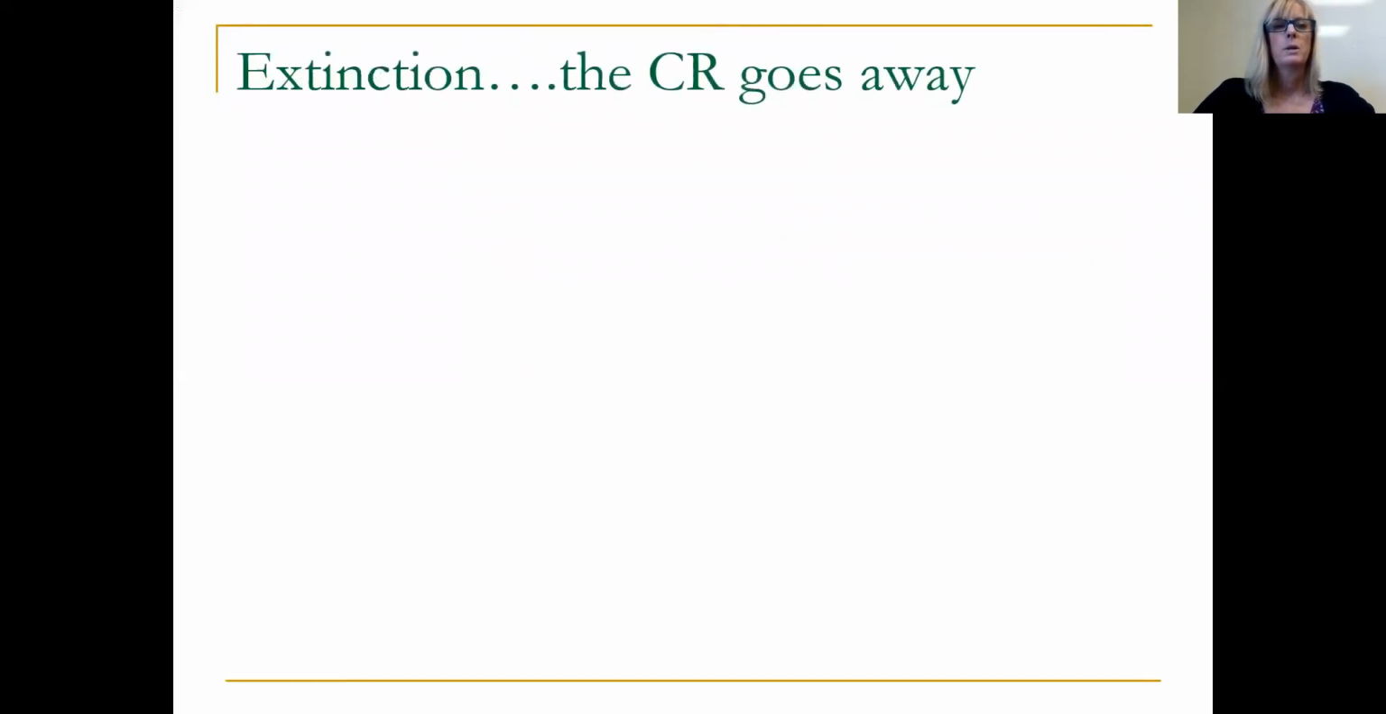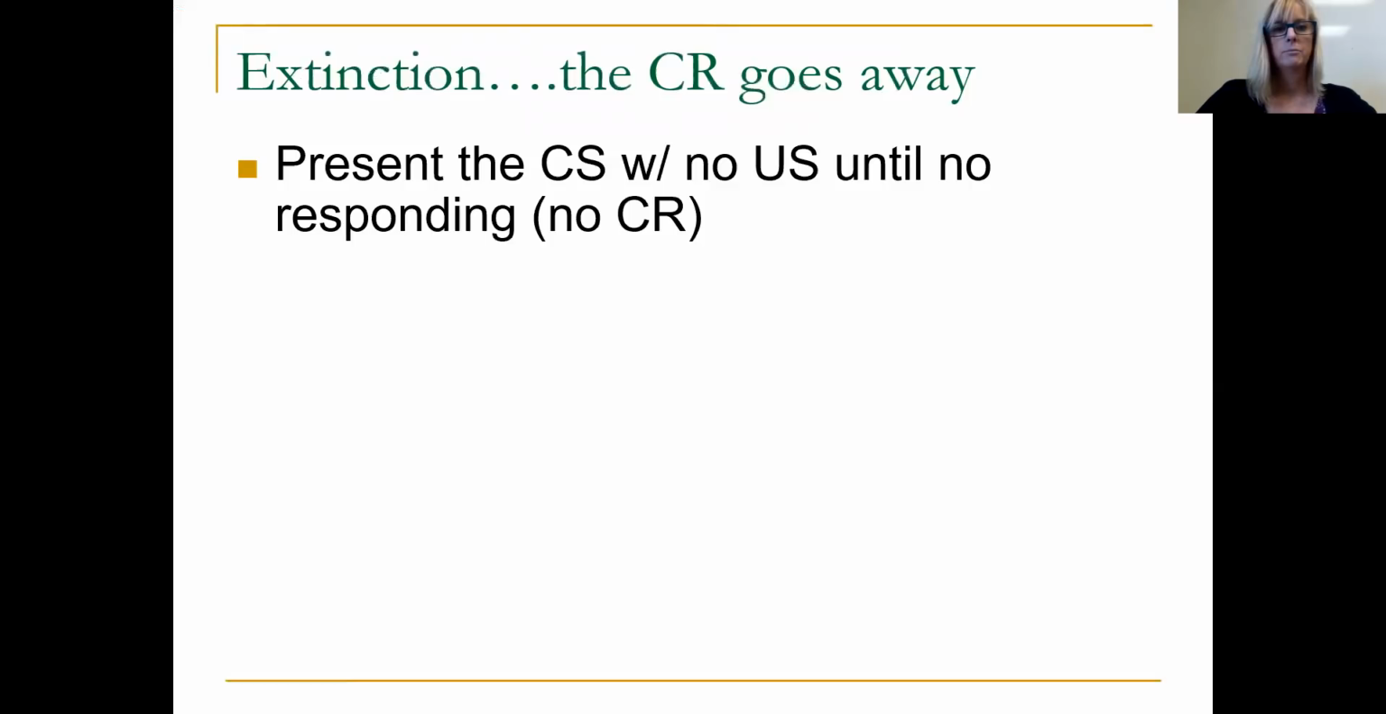All right, the next term is extinction, and you intuitively know what this is. So if we have Pavlov's dog, and when he hears a bell, he's going to salivate because he learned this. We've paired it with food. Now, if I just keep ringing that bell, eventually what will happen? He will stop salivating, right? So the salivation that was a conditioned response, the CR there on the slide, will go away. Okay, so if I present the CS, in this case a bell, with no food to back it up, then eventually the dog will stop responding.